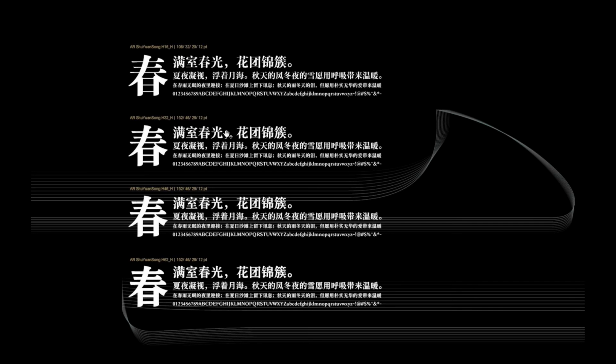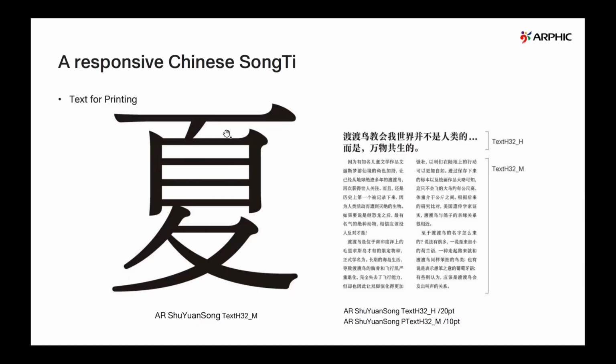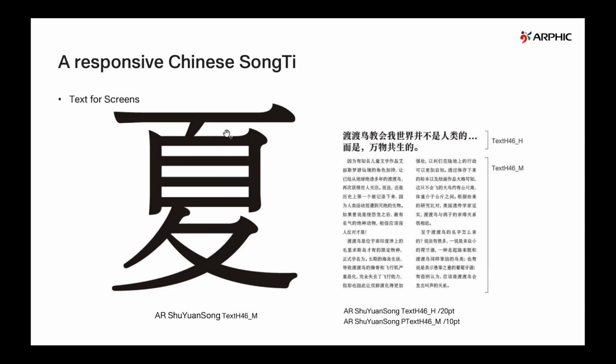Here are mockups using the four stem widths of horizontal strokes. It's great to show as display. According to the scenario, you could choose the perfect combination responsively. This is the scenario using as text on printing. And this is the text one using on screen.